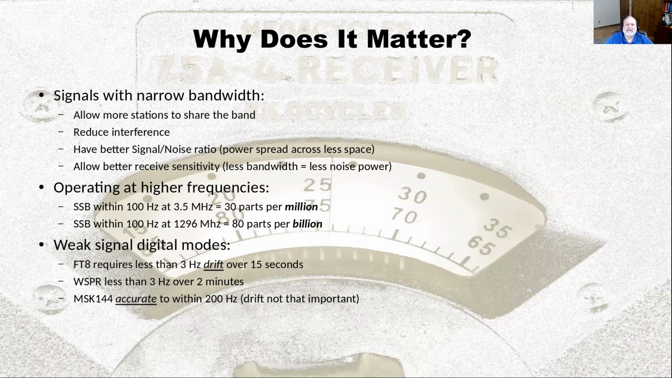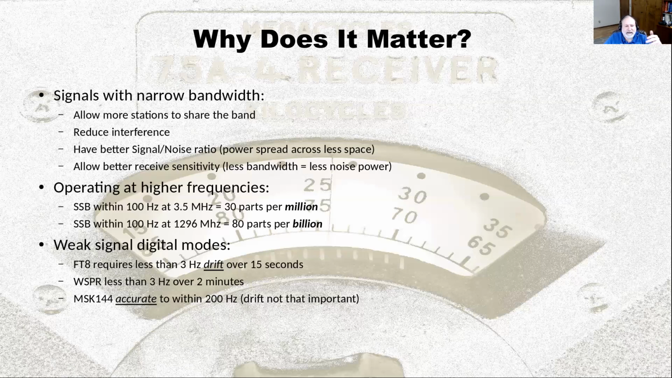And I've already talked about single sideband being within about 100 hertz. Well, at 80 meters, that only requires 30 parts per million, which any modern rig can maintain. But if you want to operate at 1296, 100 hertz is more like 80 parts per billion. And that's a different matter and much harder to have. So high frequency increases the stringency of the oscillator requirements.